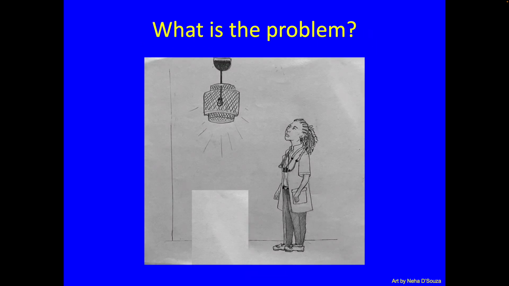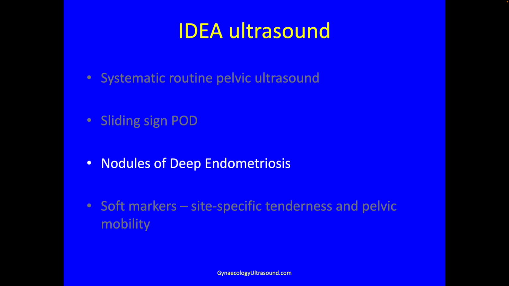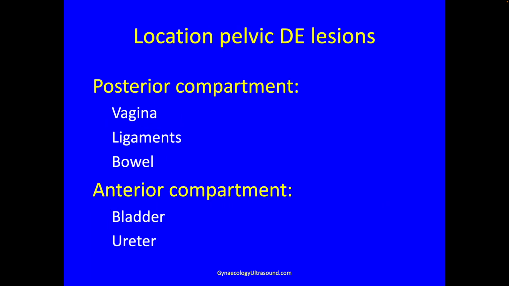So far so good. So what's the problem with diagnosing endometriosis? I think it's through training. If you only ever look at the ceiling, you are never going to see the rock on the floor. If you only look at the uterus and bladder, you are never going to see abnormalities in the posterior compartment. So let's look for nodules of deep endometriosis, where to look and how to look and what they look like. You can have deep endometriosis in the posterior compartment and in the anterior compartment.